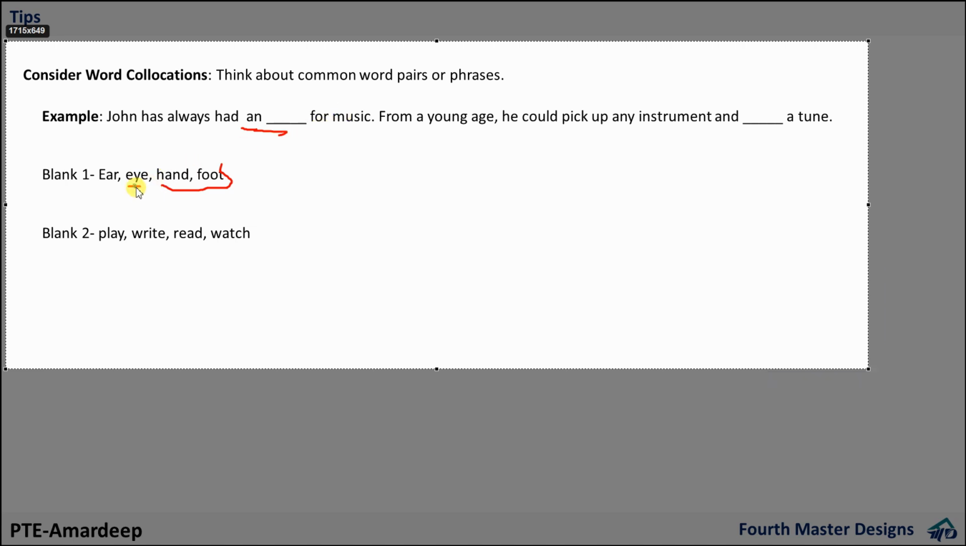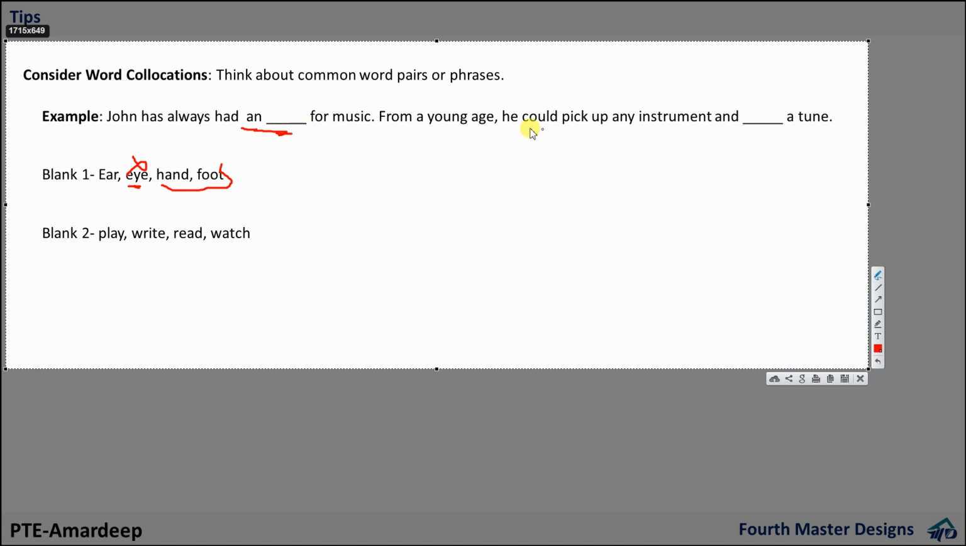An eye for is a phrase, a collocation. It is used in other contexts. But now you go through the whole sentence: an eye for music. For music you need ear. Okay, so eye can be eliminated. If you go with ear, an ear for music, it generally means what? It means your skill, you are so skilled that you can just listen and do something like that.